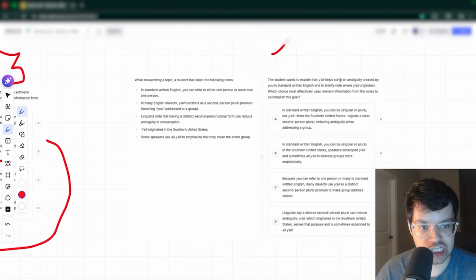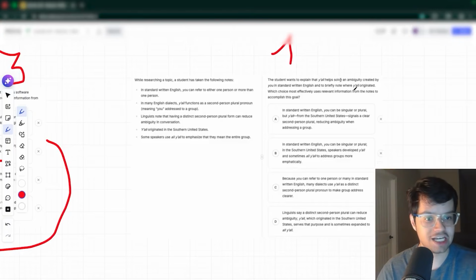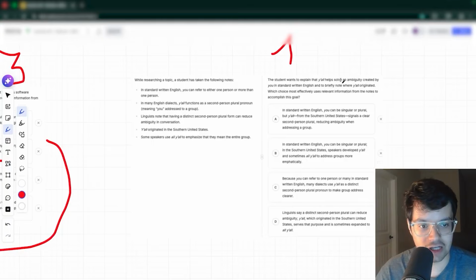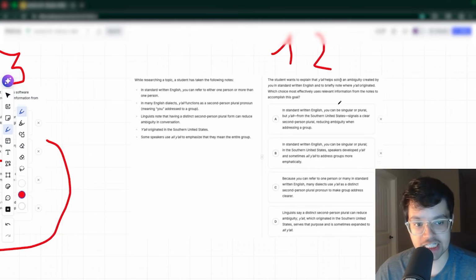Okay, so the student wants to explain that y'all helps solve an ambiguity created by you in standard written English and to briefly note where y'all originates. So they're trying to say why y'all is useful, why it solves an issue in English, and also we want to explain where y'all came from, which will probably be the Southern United States, just based off of my own personal experience. So let's see which one does these things, which one explains the problem that it solves and also where it came from.